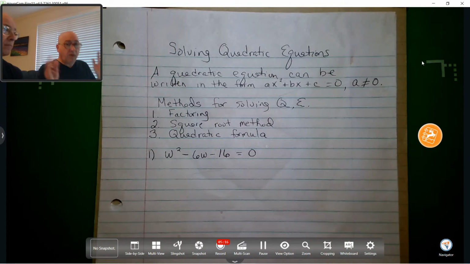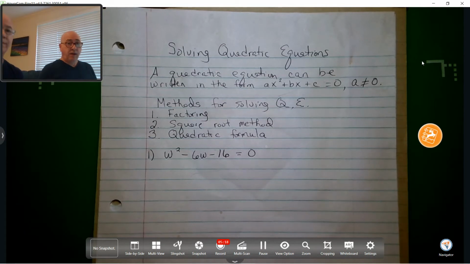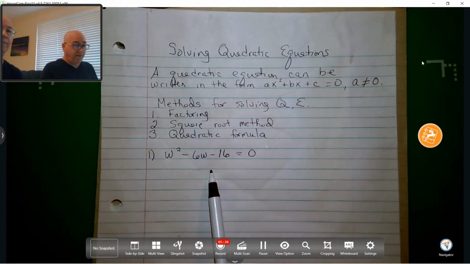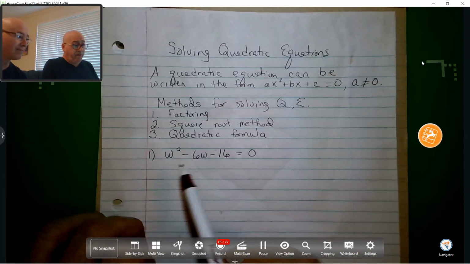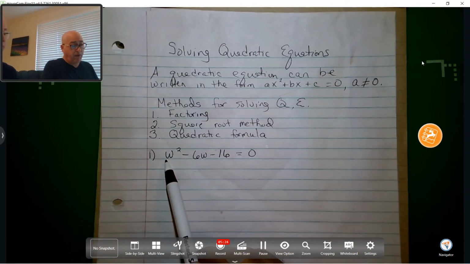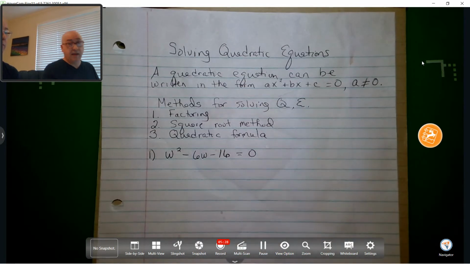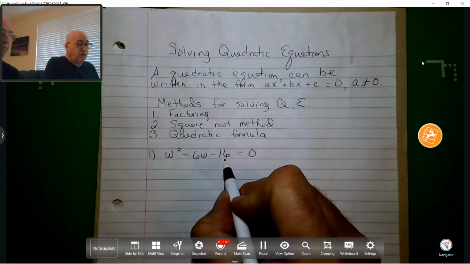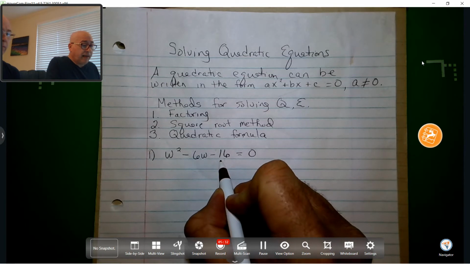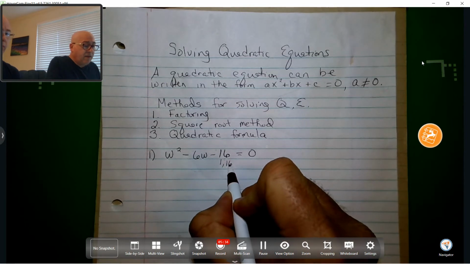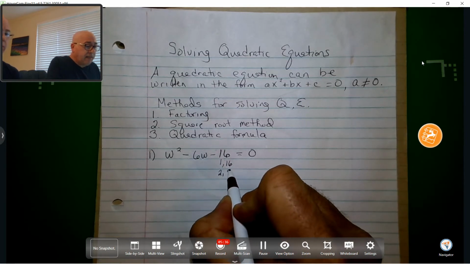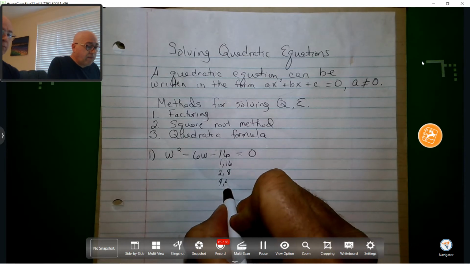So, okay, enough talking. Let's see, how do we solve this thing by factoring? Well, the first coefficient, it's called the leading coefficient, the one on the W squared is a 1, so that's going to be pretty easy. We just need to come up with numbers that multiply together to give 16. Let me write them out. 1 times 16, 2 times 8, 4 times 4.